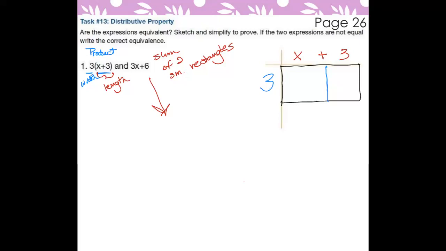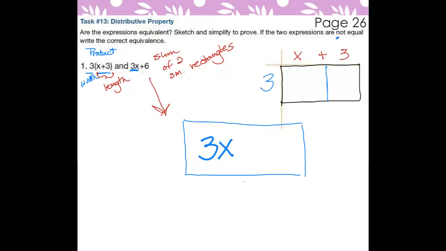3x maybe? Right? 3x. That's the area of my first one. Okay, something like this. And we're going to say that that area here is 3x. And over here we have the area of my second rectangle, which is 6. So putting it together, that's my 3x plus 6.